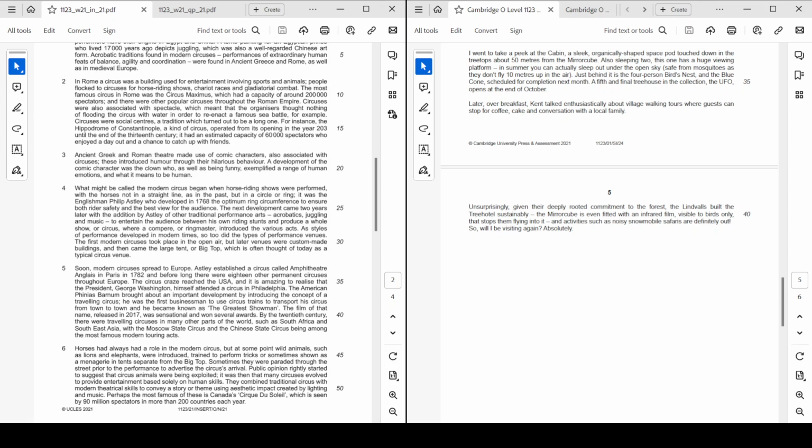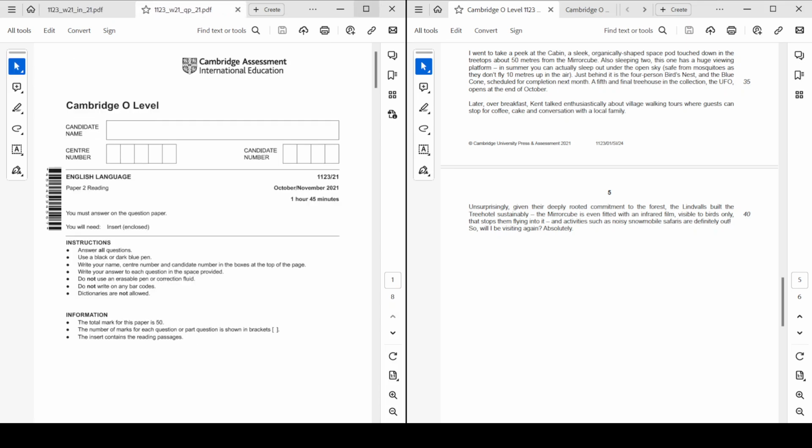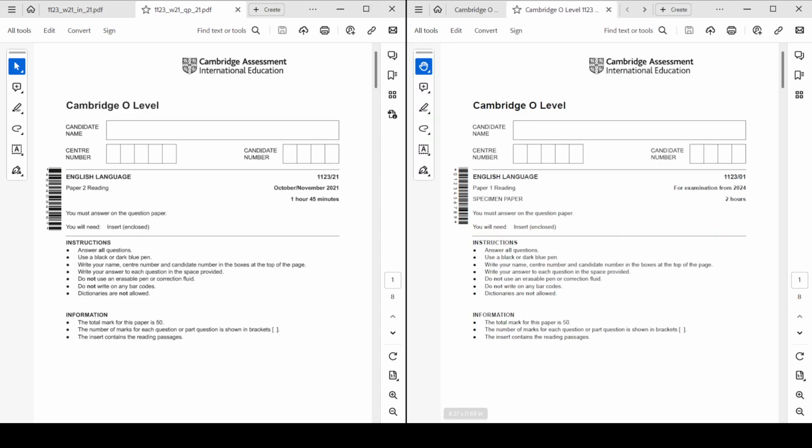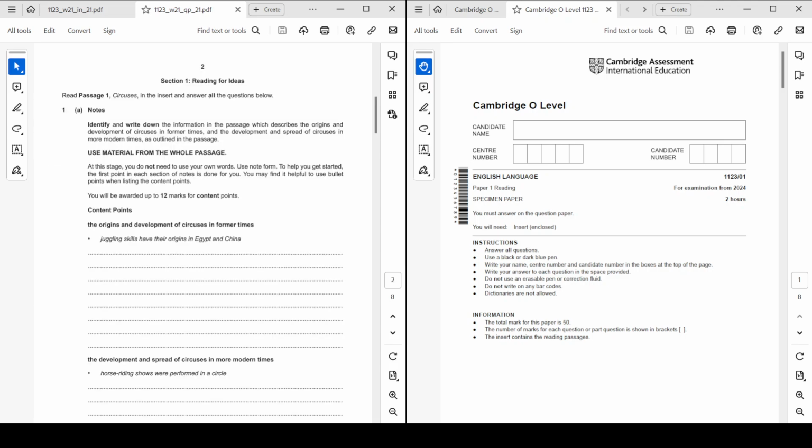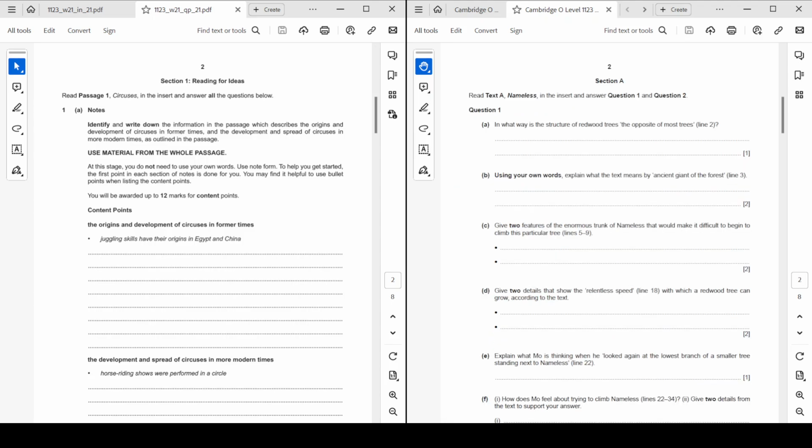All right, now after the inserts, let's take a look at the papers themselves. So here's the reading question paper, and to start off, we can see the summary question coming in first, whereas we have the comprehension question first for the 2024 specimen paper.